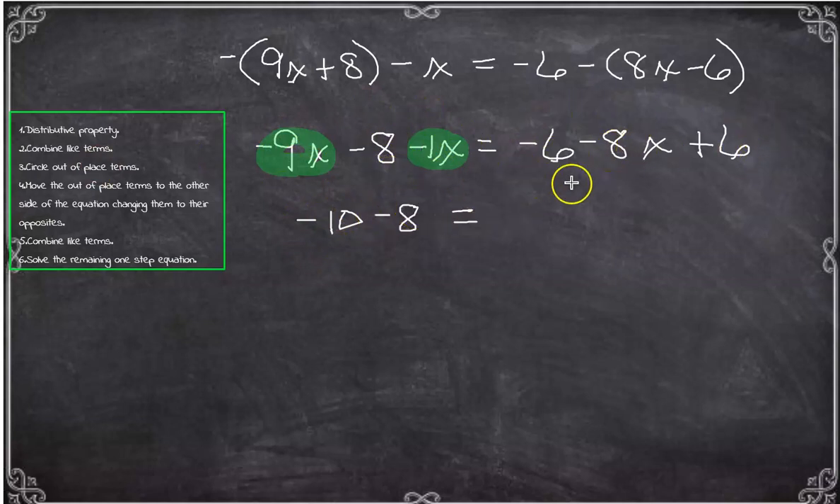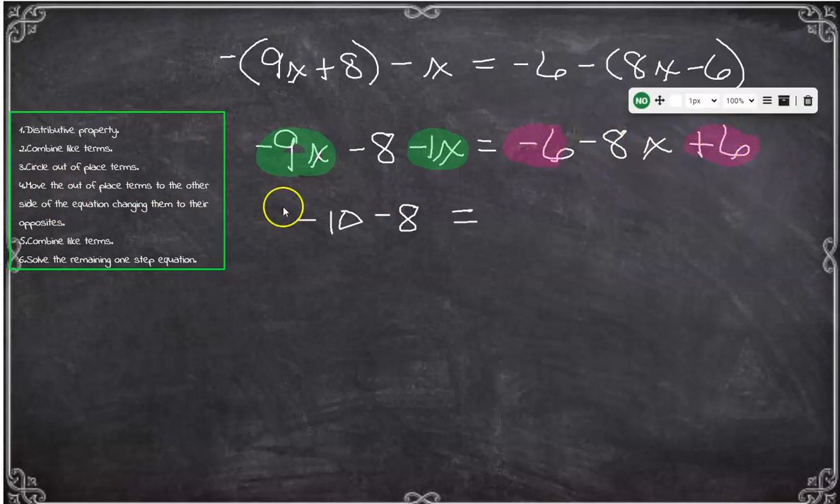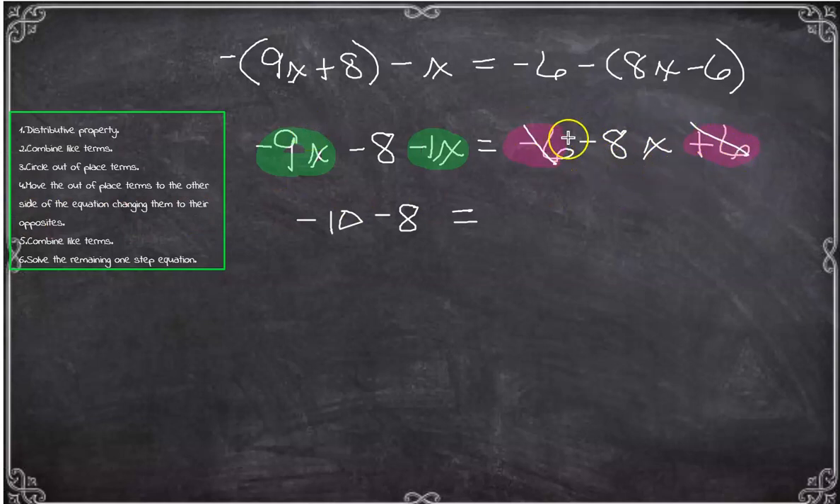And then I want to combine like terms in this expression over here on the other side. So I'm going to do a different color over here. My only like terms over here are negative 6 and positive 6, and that's a zero pair, so they cancel out. So the only thing I have left over here is negative 8x. And I forgot to put my x right here with the negative 10.